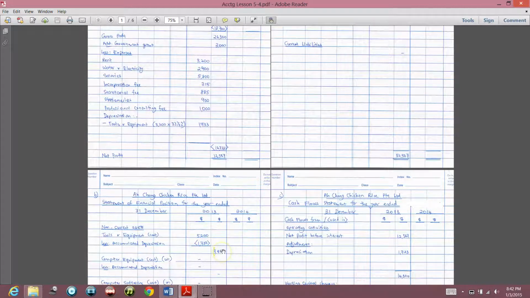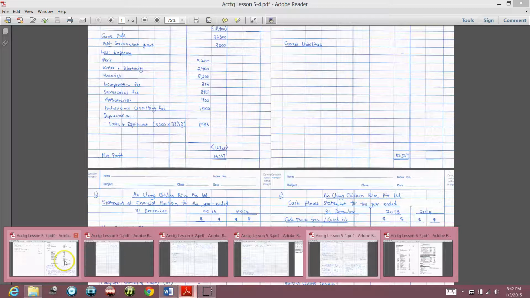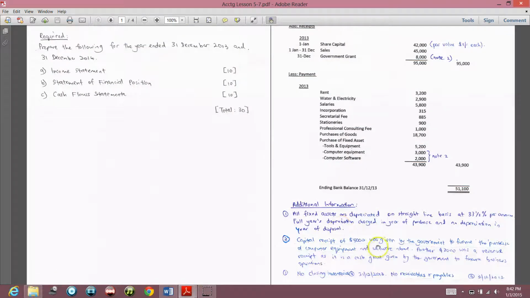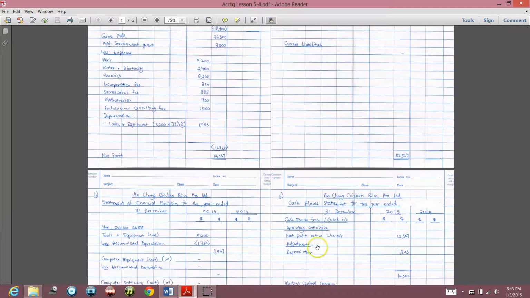Okay, just now the question says that out of this 8,000, 5,000 was given by the government, you see here note 2, to finance the purchase of equipment and software. Okay, to finance this computer equipment and software. So the government gave us 5,000 to finance this capital expenditure. Okay, so how are we going to deal with this in our accounts?